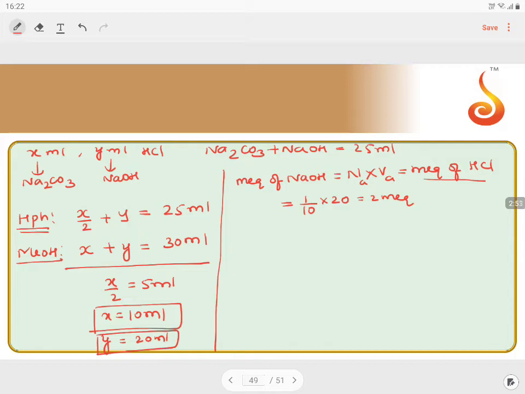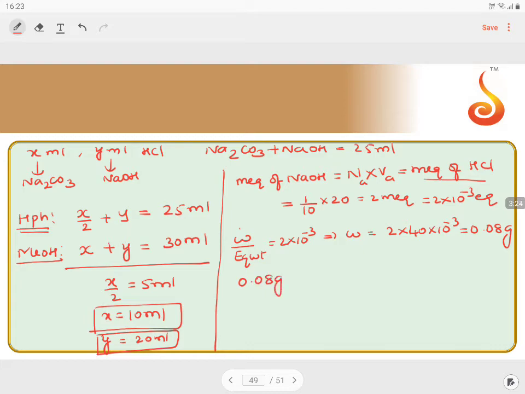which is equal to 2 into 10 power minus 3 equivalents. Now we know weight by equivalent weight equals 2 into 10 power minus 3. That implies weight equals 2 into 10 power minus 3 times the equivalent weight of NaOH, 40, which comes to 0.08 grams. So 0.08 grams of NaOH is present in 25 ml of the mixture.